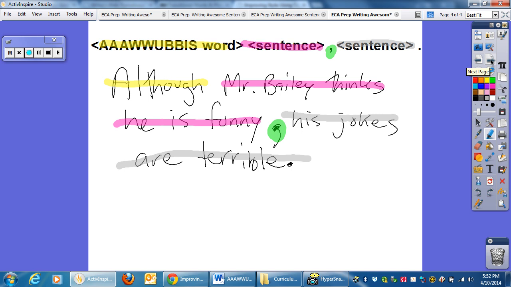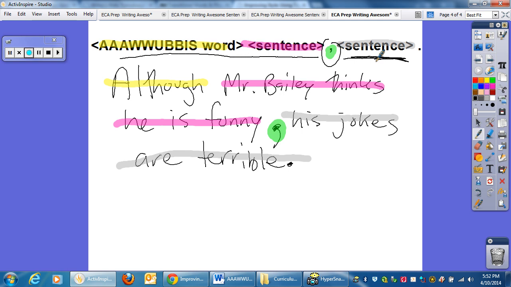You need to write awesome sentences, and awesome sentences on the ECA follow the pattern where you have the AAAWWUBBIS word with a complete sentence next to it. As soon as we add the AAAWWUBBIS word, it's not a complete sentence, comma, and then we have to have a sentence that stands on its own afterwards. That is the pattern for AAAWWUBBIS words and the pattern for writing awesome sentences for the ECA.